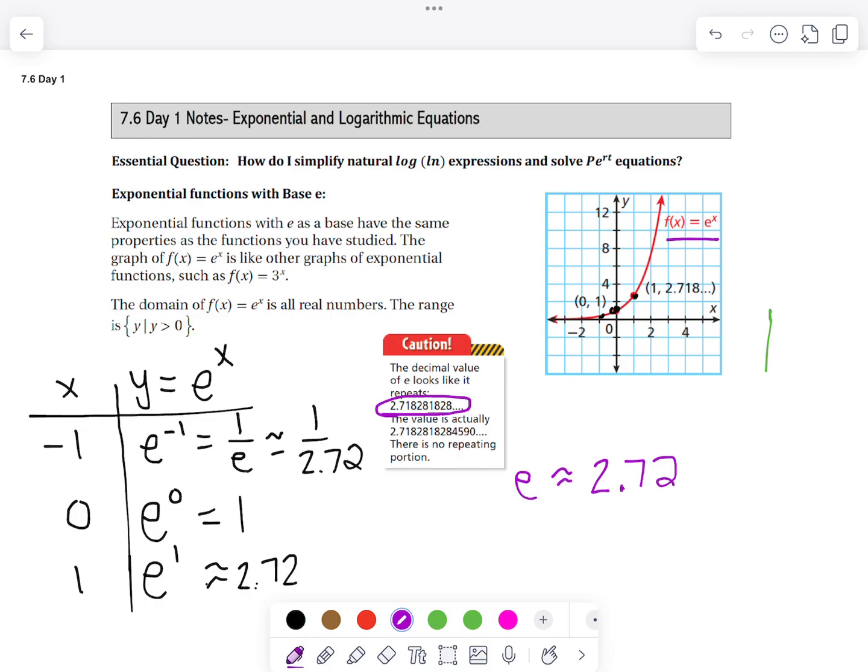So what we get is a graph that looks like that, and then it has an asymptote at y equals 0. And then again, here's the domain and the range. The domain is all real numbers. The range is everything above that horizontal asymptote.